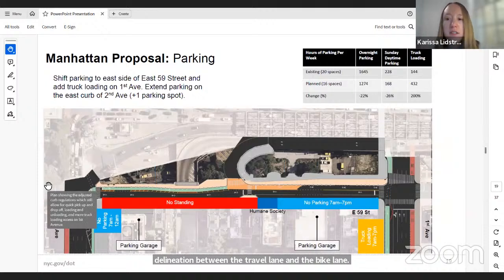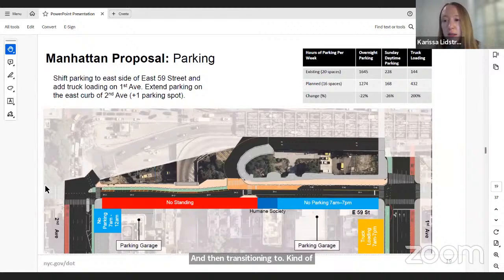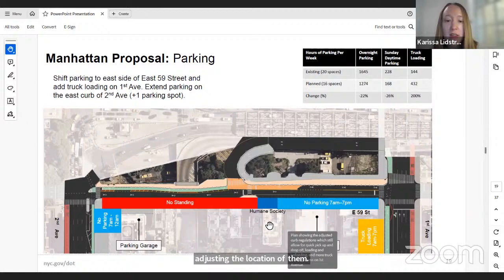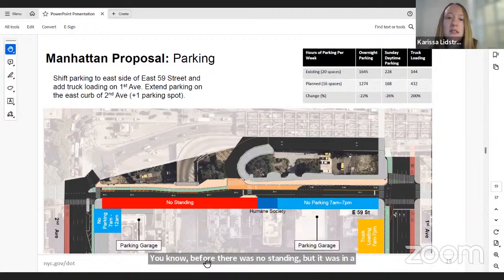And then transitioning to what the curb regulations might be adjusted to. So really we're just adjusting the location of them. Before there was no standing, but it was in a different spot. And so these do still facilitate the quick pickup drop-off, as well as some loading and unloading in the no parking area, and then extended truck loading on First Avenue.